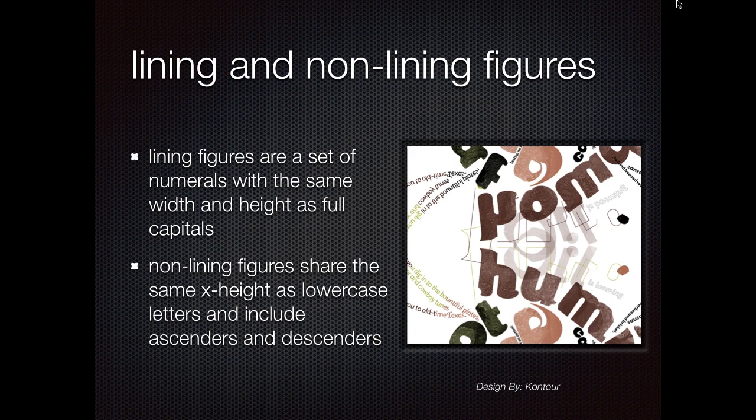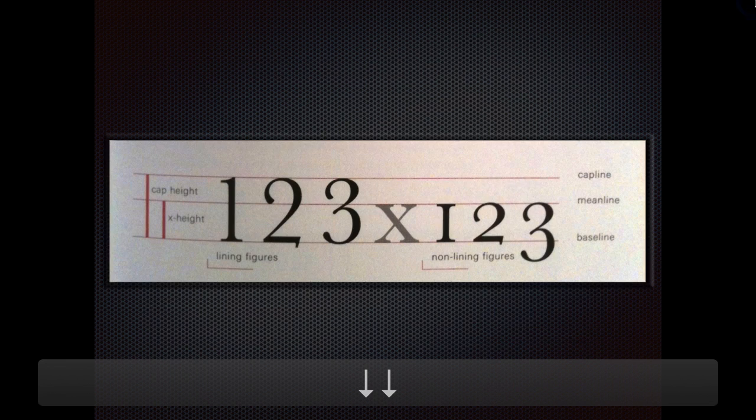Lining and non-lining figures. Figures basically translates into numbers when we talk about it in the typographic sense. Lining figures are a set of numerals that are the same width and height of full capital letters, and non-lining figures share the same x-height. So they're smaller letters, but they have ascenders and descenders. So let's look at it here. This is always a little bit easier to see.